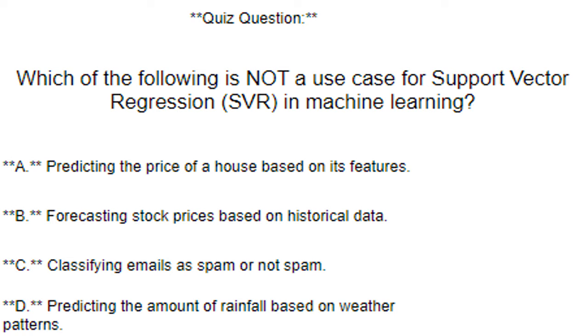Let's say we have data points (1, 2), (2, 4), (3, 6), (4, 8). The goal of SVR is to find a line, a hyperplane, that best fits these data points, minimizing the error between the predicted and actual values.